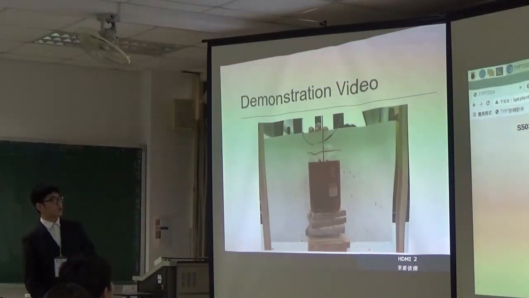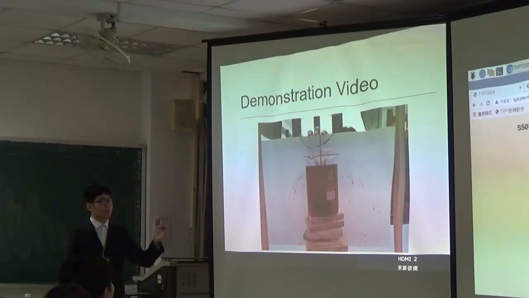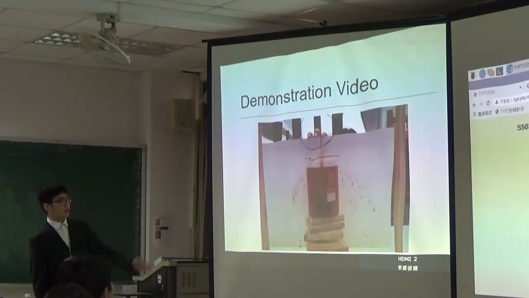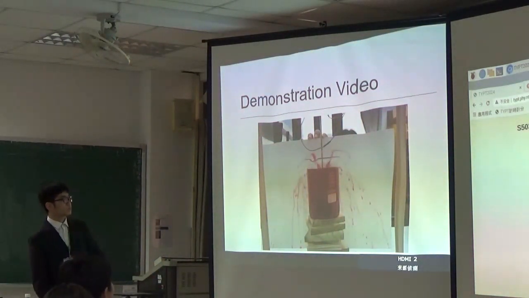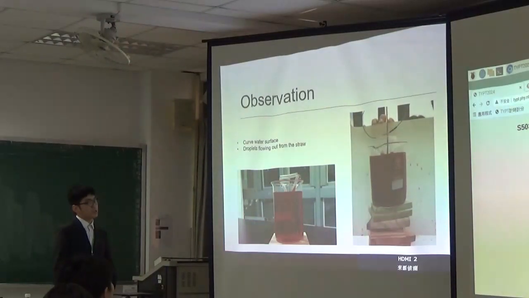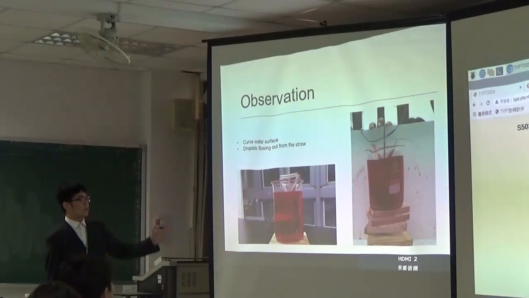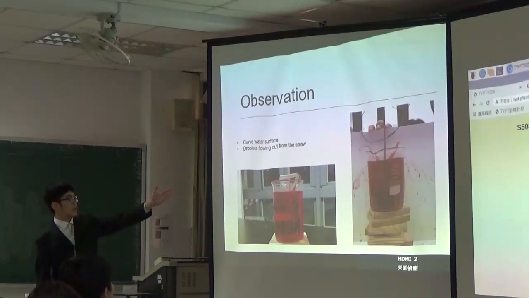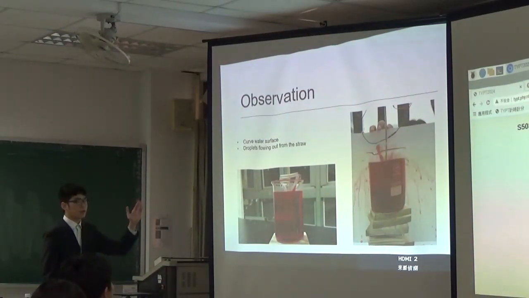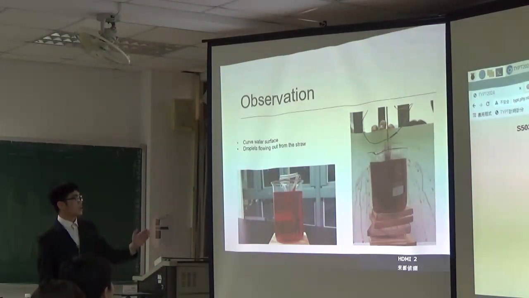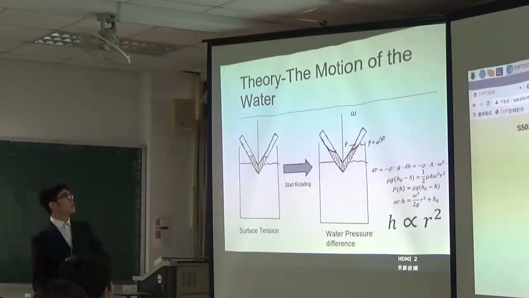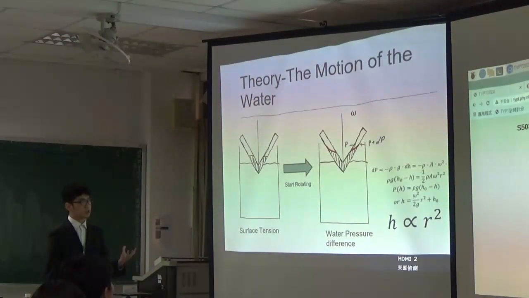So this is a demonstration video. When we rotate the water pump in the water, we can see that the water will flow out from the straw. In this video, we can observe that the water surface in the straw is a curved water surface, and the water that flows out from the straw will be droplets. Let's investigate more about the water surface.